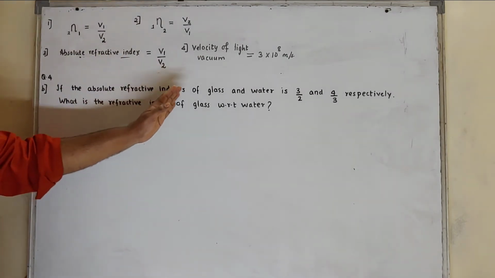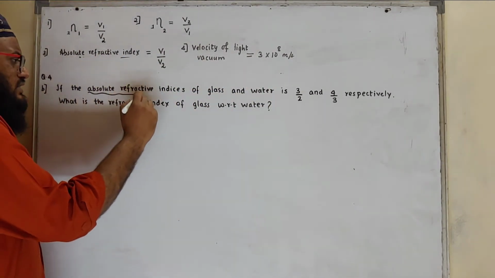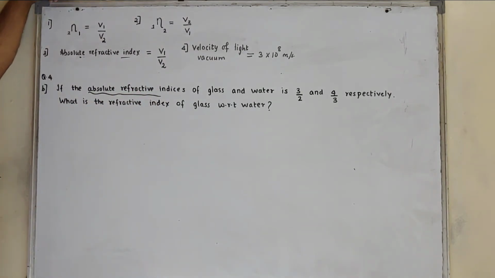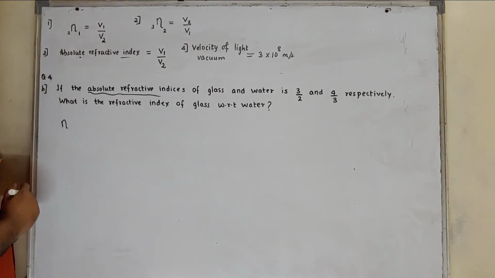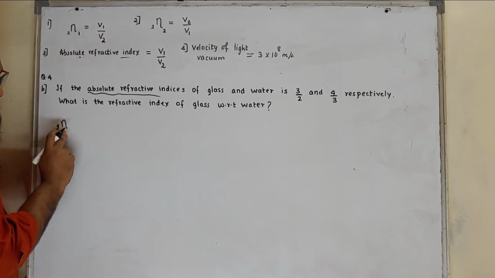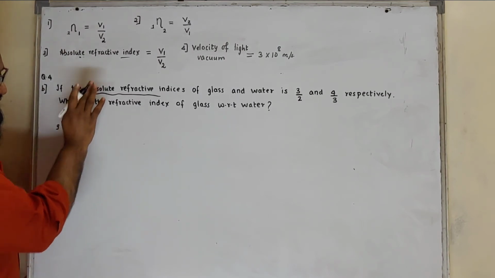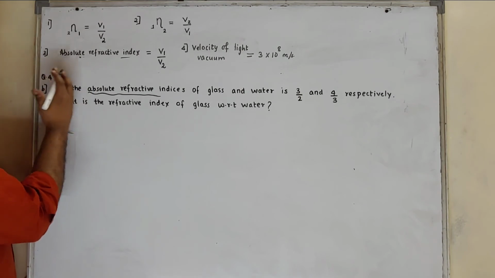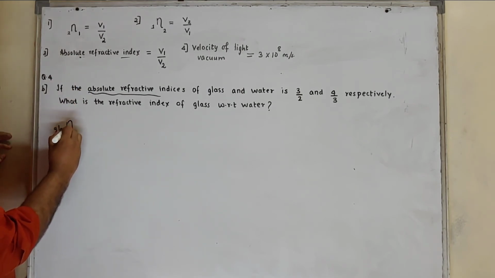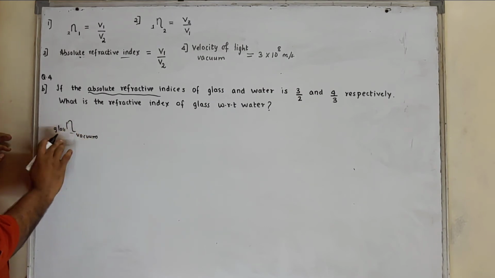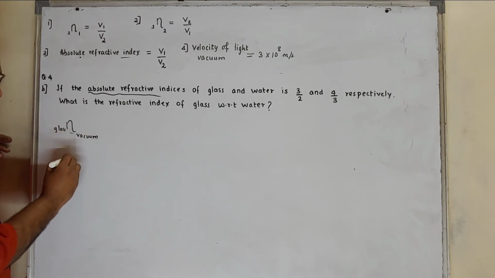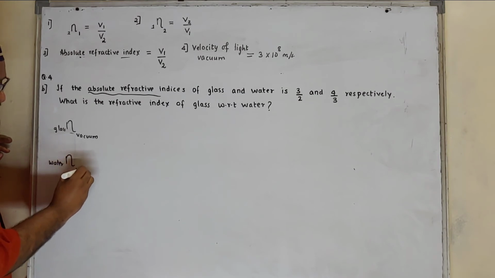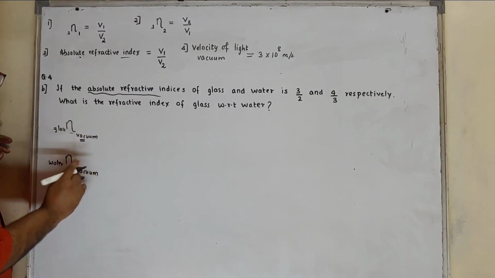So if the absolute refractive indices of glass and water, absolute refractive index means the first medium is vacuum. The absolute refractive index of glass and water is 3/2 and 4/3. So we'll say absolute refractive index of glass, first medium is what? Vacuum. Absolute means the second medium is glass over here, and first will be vacuum. We can simply write refractive index of glass with respect to vacuum. That means the first medium is vacuum, so it is absolute refractive index. Again over here the first medium is vacuum, that means it is absolute refractive index.